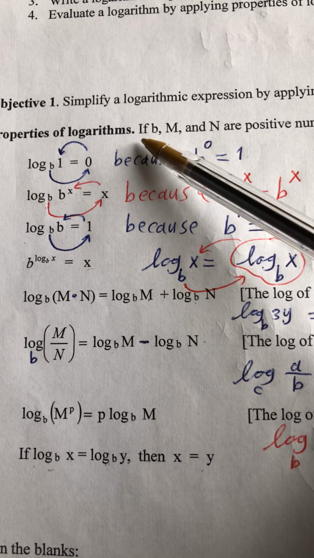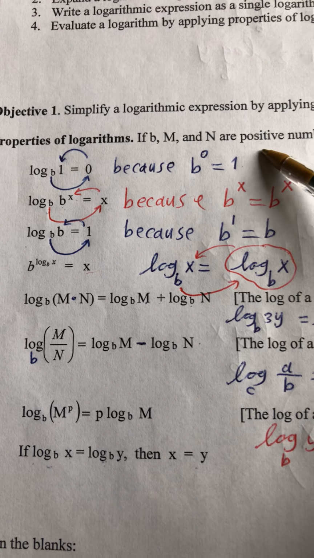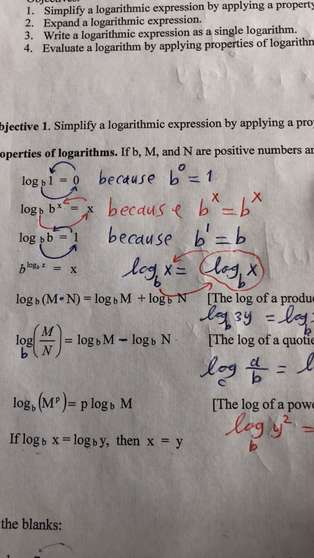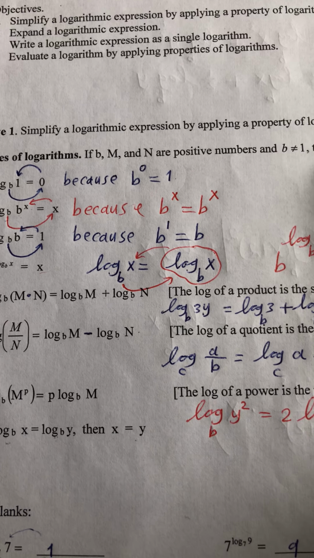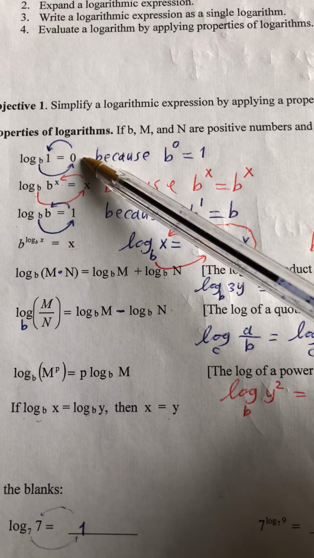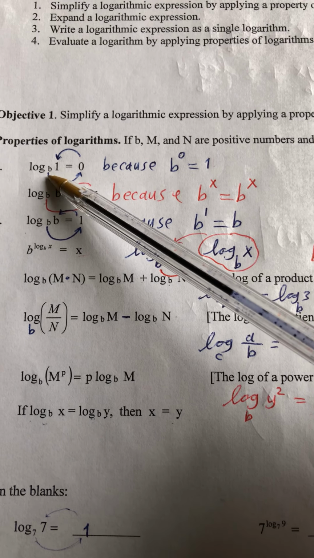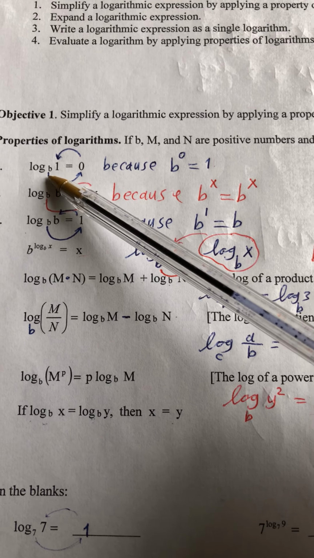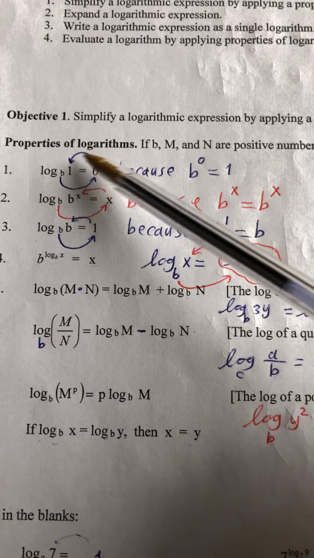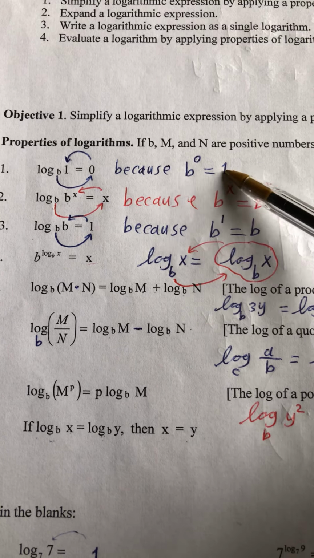Properties of logarithms. If b, m, and n are positive numbers and b not equal to 1, then 1. log 1 equals 0 for any base, because here we start from the base, so the base is b, so b to the power 0 is equal to 1. It is clear that any number to the power 0 equals 1.